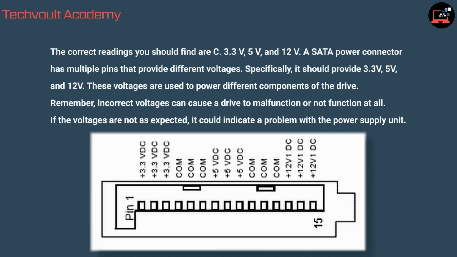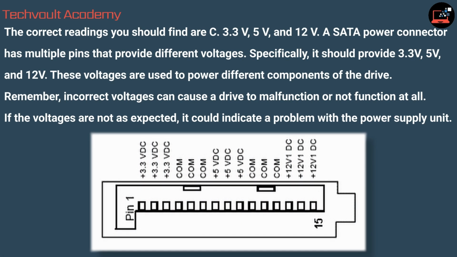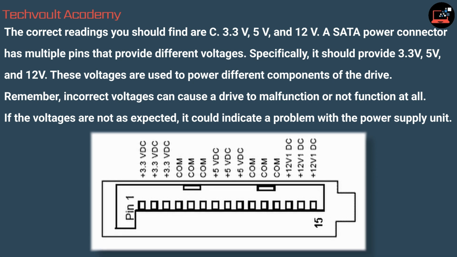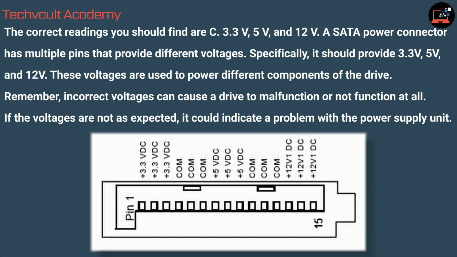The correct readings you should find are C. 3.3 volt, 5 volt, and 12 volt. A SATA power connector has multiple pins that provide different voltages. Specifically, it should provide 3.3 volt, 5 volt, and 12 volt. These voltages are used to power different components of the drive. Remember, incorrect voltages can cause a drive to malfunction or not function at all. If the voltages are not as expected, it could indicate a problem with the power supply unit.